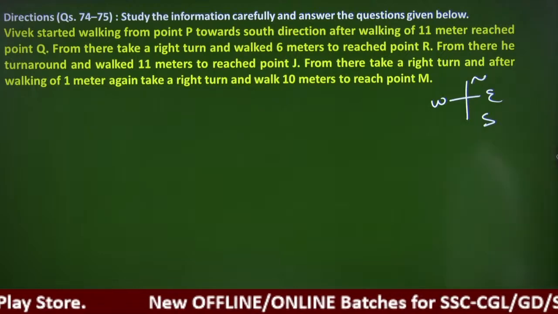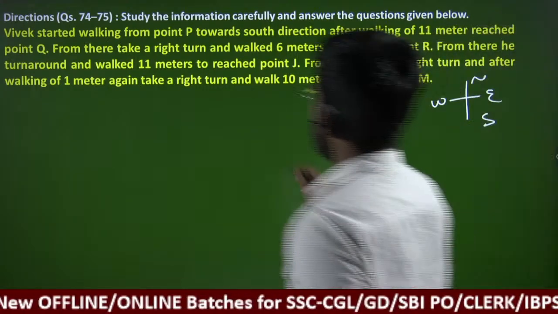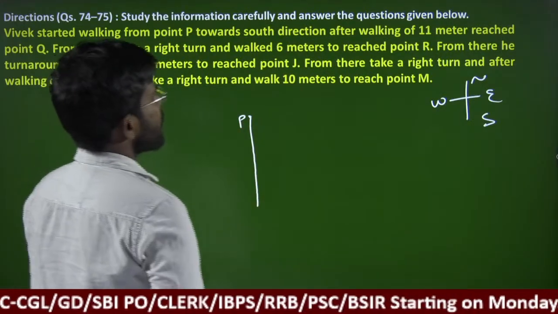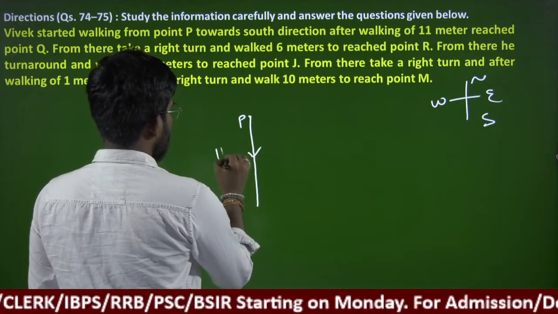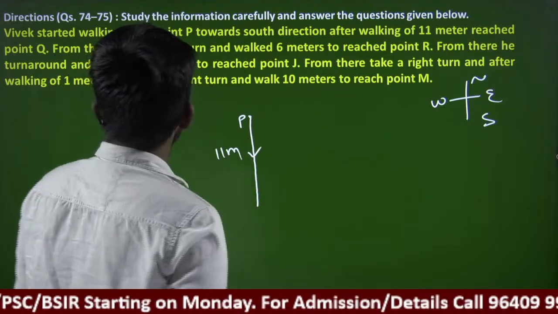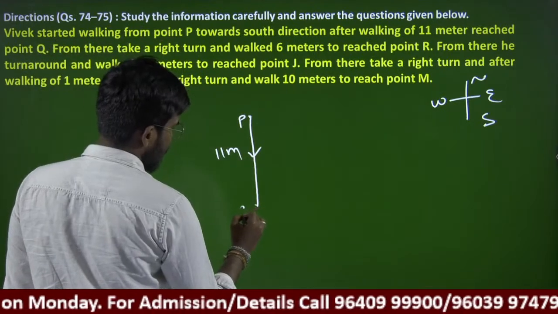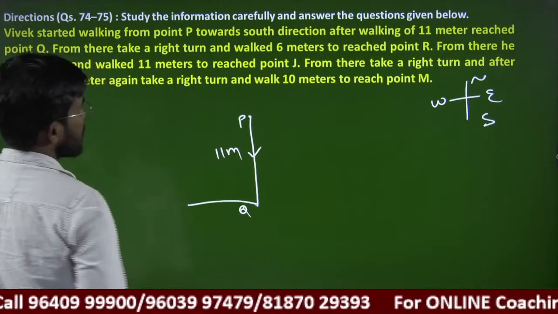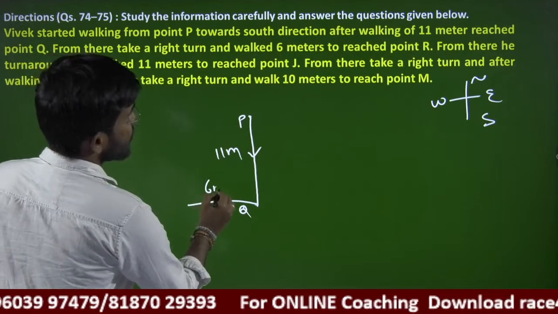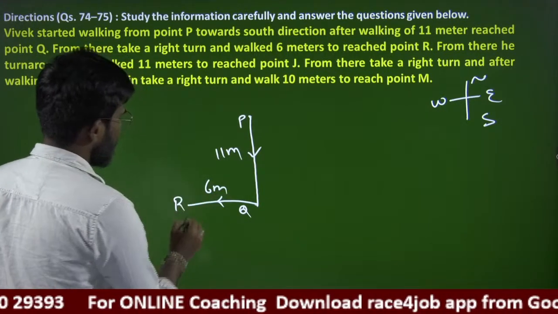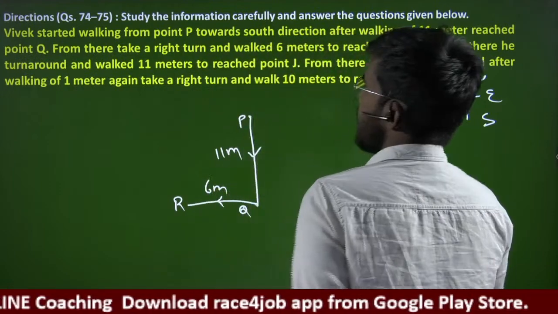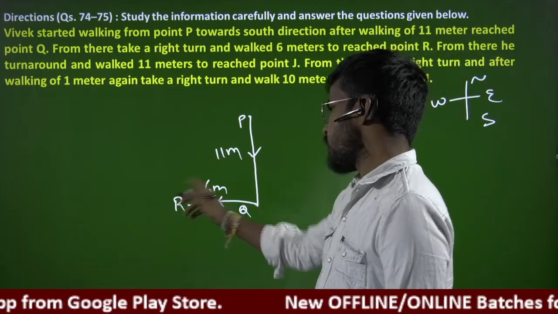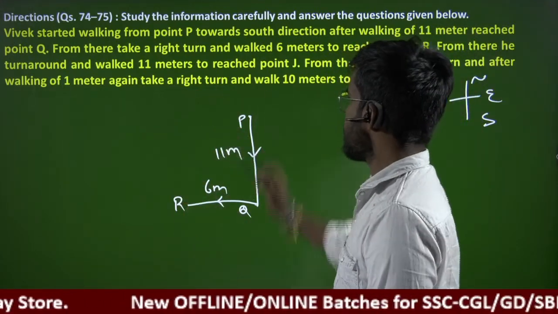Okay, next we can see Vivek started walking from point P towards the south direction. Let's take P here. After walking 11 meters, he reached the point Q. From there, he takes a right turn and walked 6 meters to reach the point R. And from there, he turned around, which means reverse direction, and walked 11 meters to reach the point J.